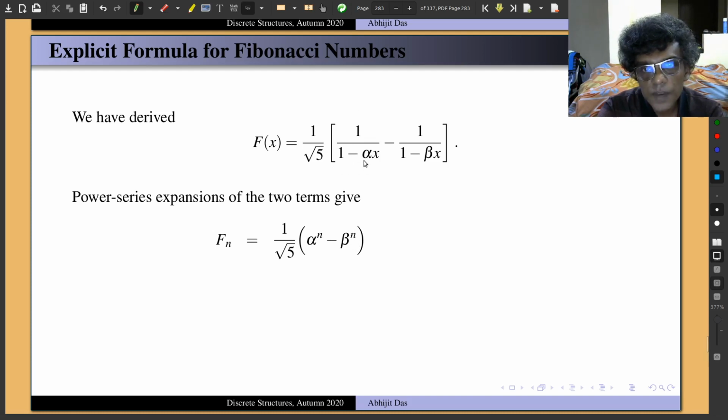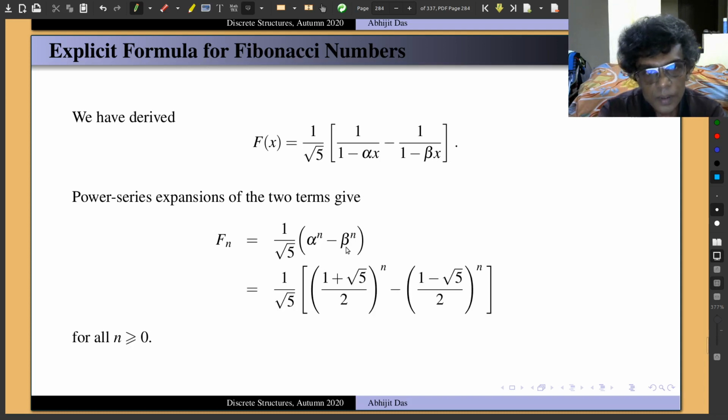This is 1 plus alpha x plus alpha square x square plus alpha cube x cube. This is similar, 1 plus beta x plus beta square x square and so on, but I have a minus sign here, so it is this. So if I now substitute the value of alpha and beta, fn is equal to this. So this is our first explicit derivation of a formula, a closed form formula of the nth Fibonacci number.